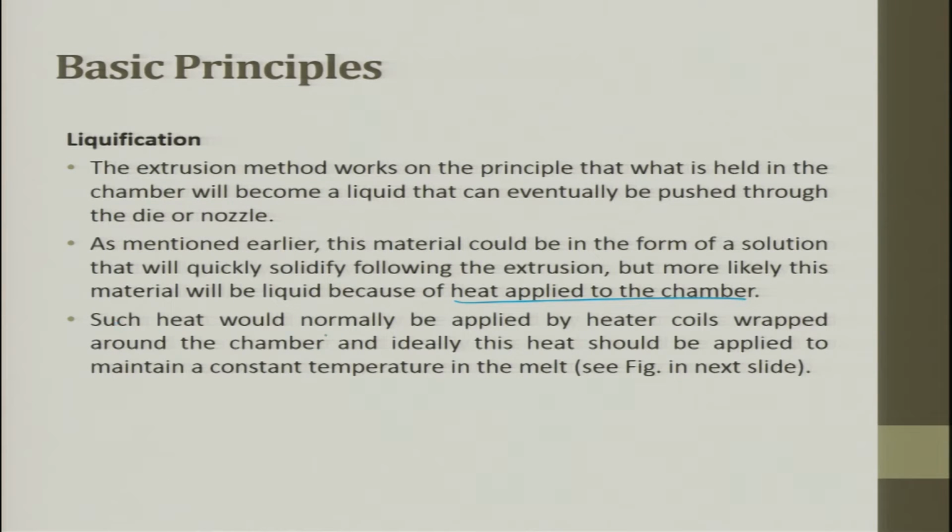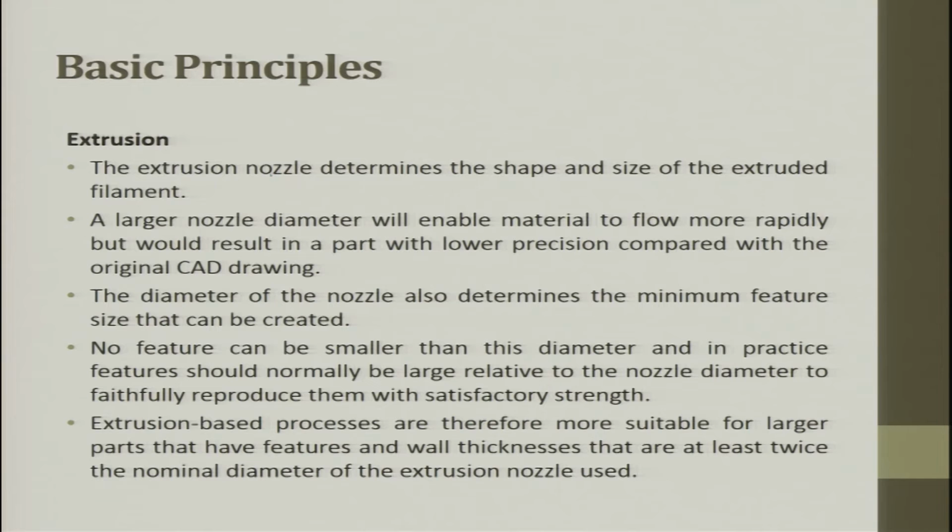Such heat would normally be applied by a heater coil wrapped around the chamber, and ideally this heating should be applied to maintain a constant temperature in the melt. The extrusion, finally: first is loading, then heating, then the extrusion nozzle determines the shape and the size of the extruded filament, because what comes out will be a liquid, what we call a continuous one, so that is a filament. The shape and size is decided by the nozzle orifice.